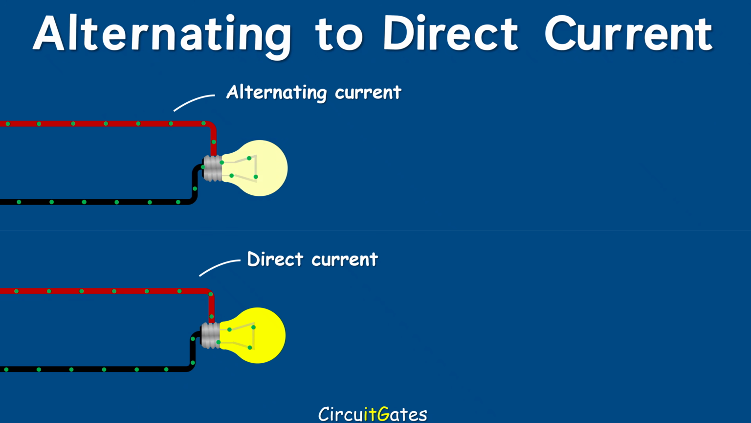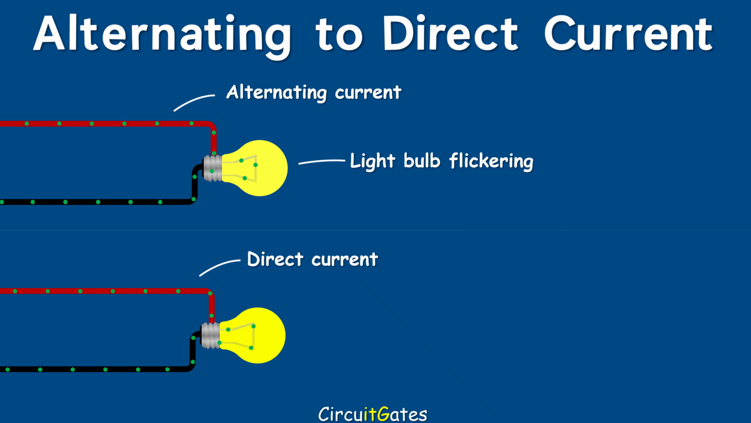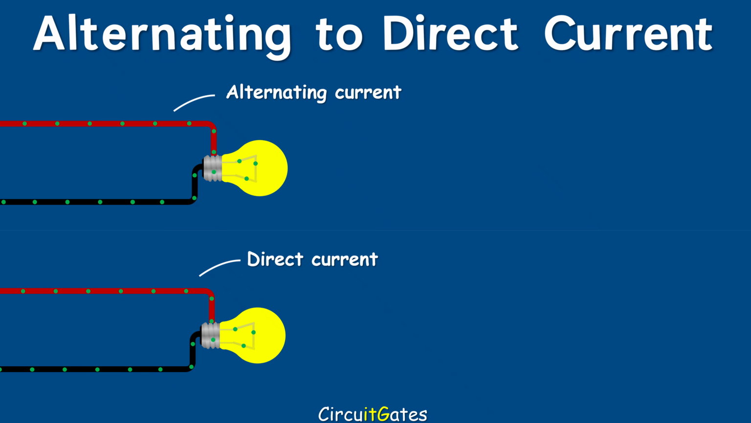On an AC circuit shown here, the light bulb is flickering due to varying in magnitude of voltage and current. While we can't see this in real life with our naked eyes, because AC is made to vary in magnitude so fast, this is what happens in AC.